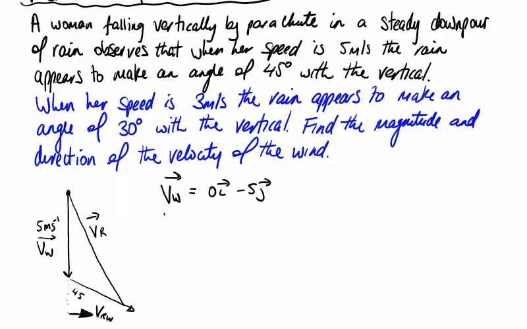So the velocity of the rain relative to the woman is equal to, well, let's call the speed u, and let's look at the direction. It's coming down this way, so we're going out on the x, or out on the i, and down on the y, so it's positive, negative. So it's going to be, well, let's call it u. I think we called it u the last time we did one of these questions.